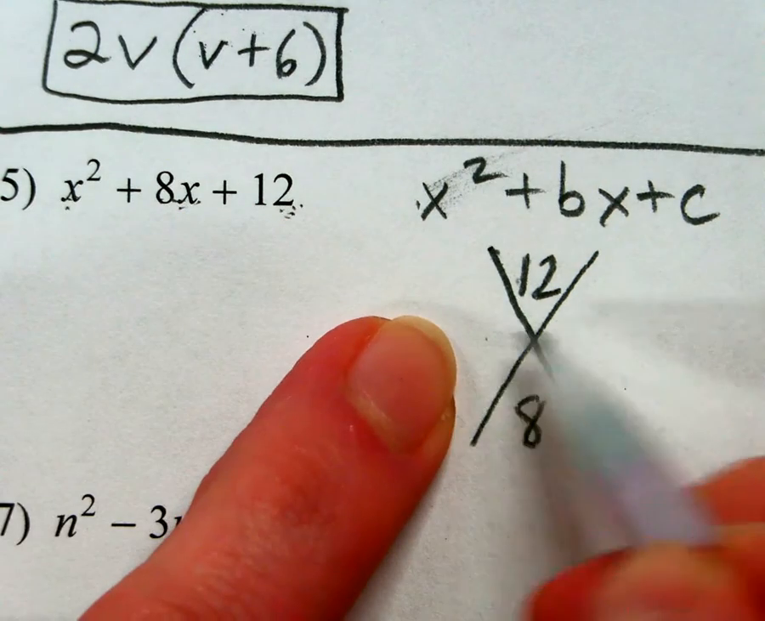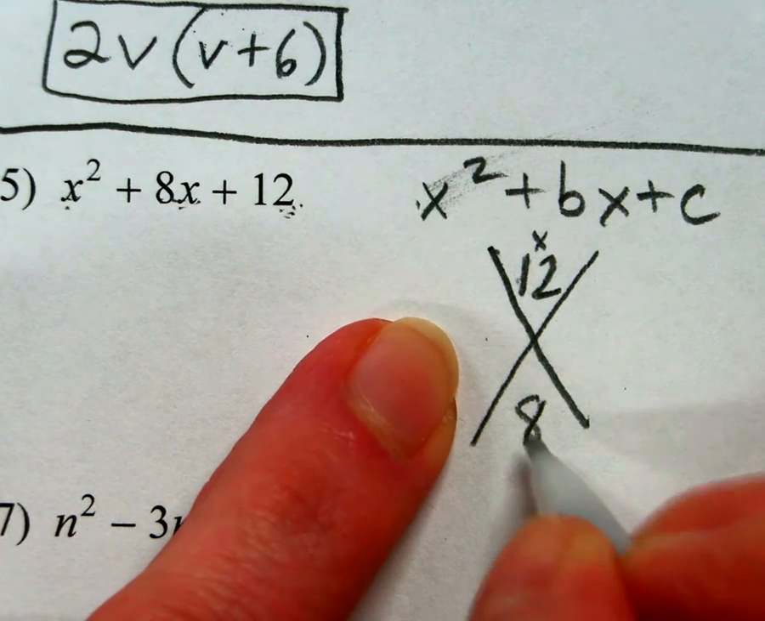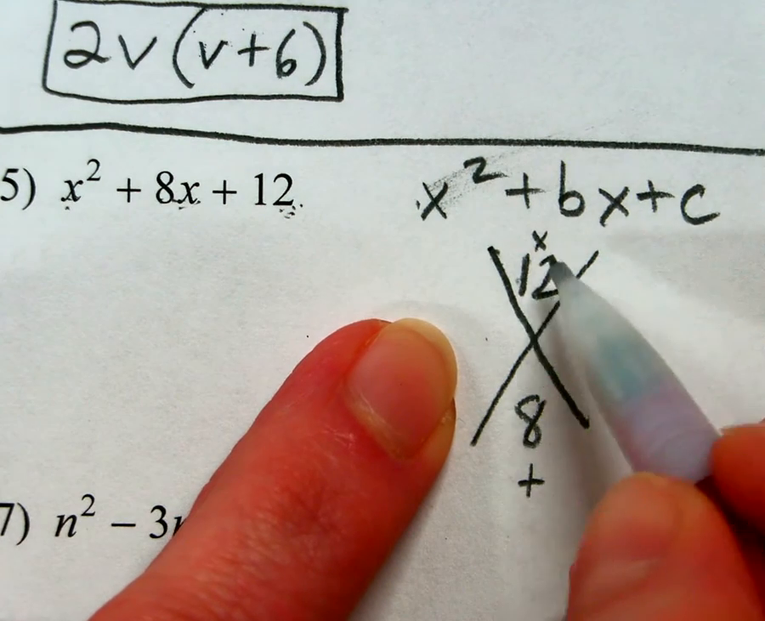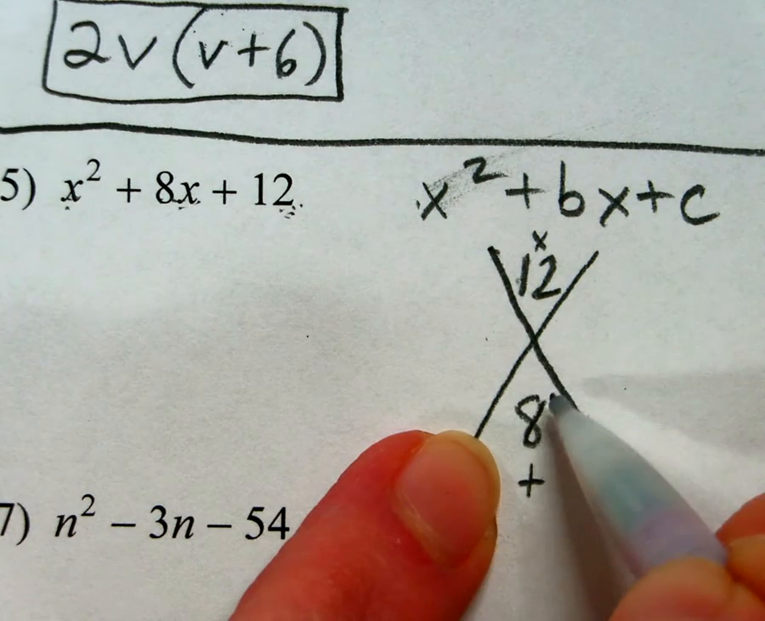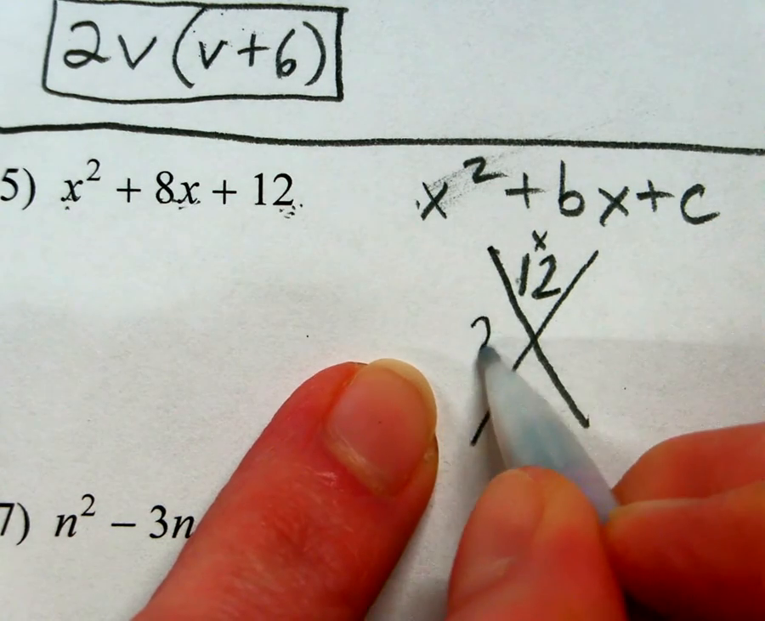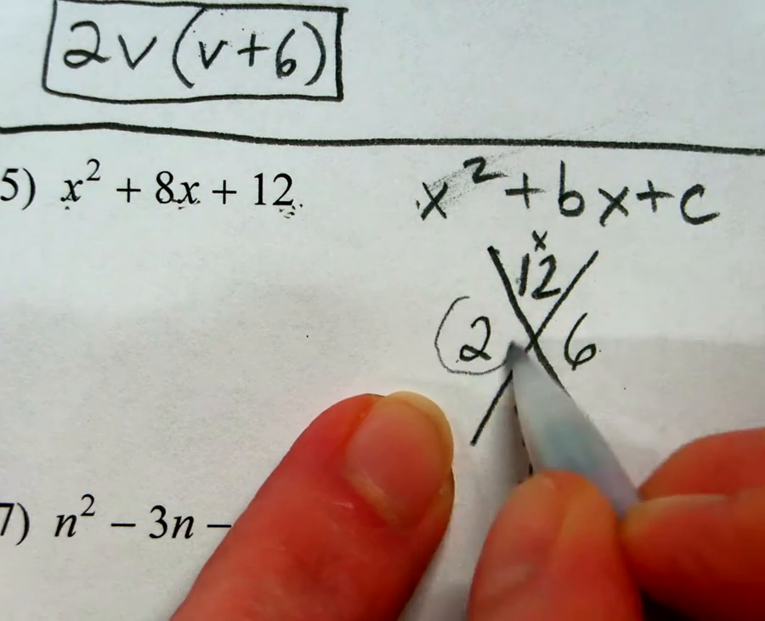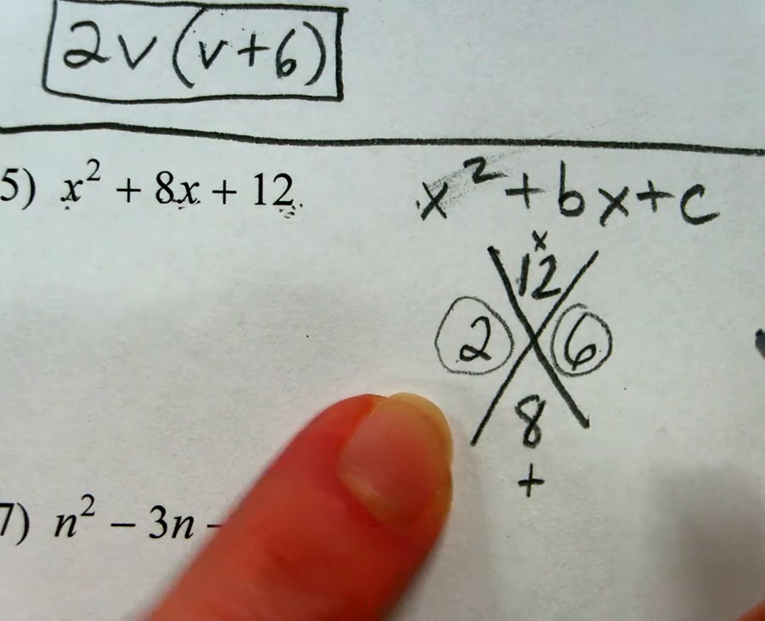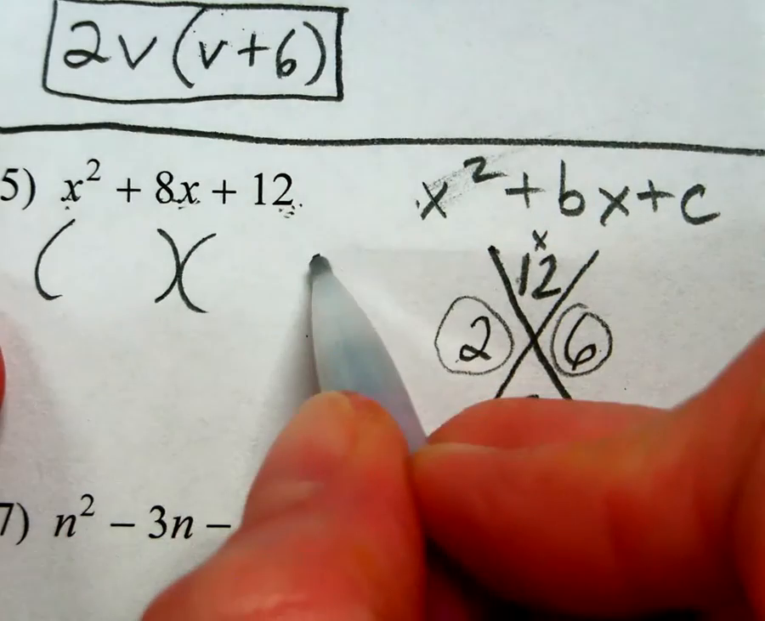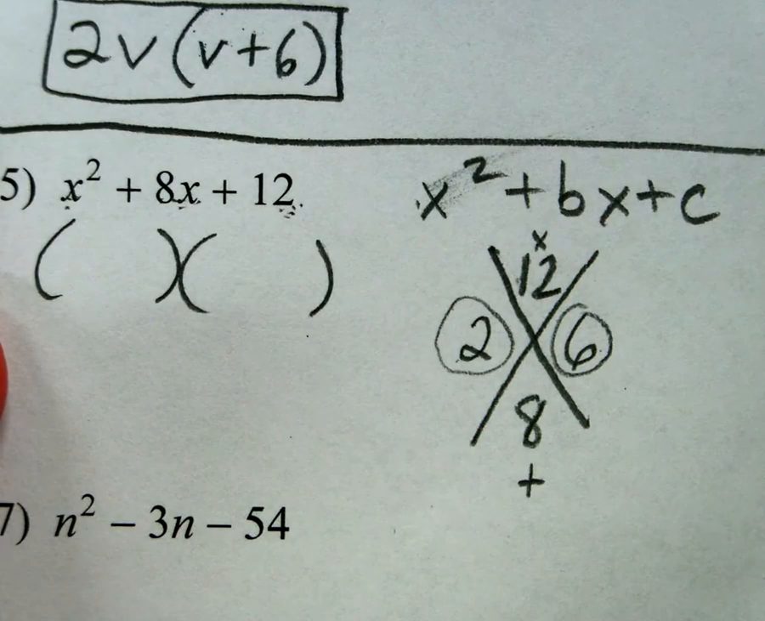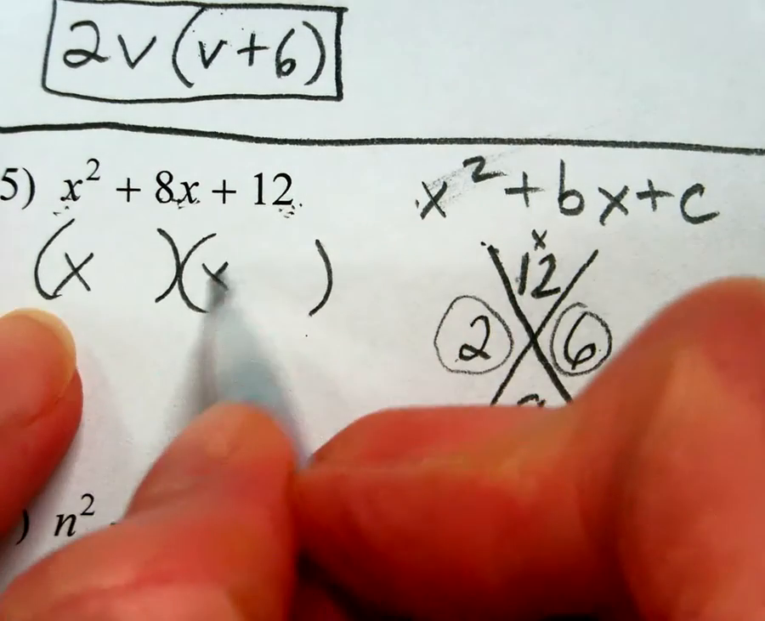What we're doing is we're looking for two numbers to put here that multiply to make 12 and add to make 8. So let's think about that. Numbers that multiply to make 12 and add to make 8. The only numbers that make that work are 2 and 6. And those are the numbers that we are going to use to factor this. When we factor this, it's going to factor into two binomials. And because I have x as my variable here, I know I will have x and x.